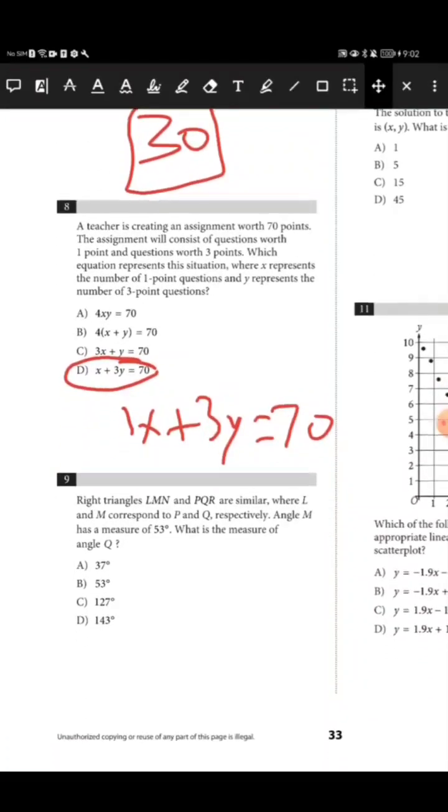Moving on, question number 9. Right triangles LMN and PQR are similar, where L and M correspond to P and Q, respectively. Angle M has a measure of 53 degrees. What is the measure of angle Q?